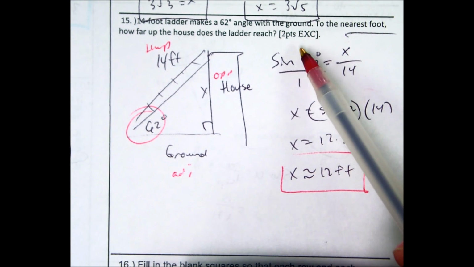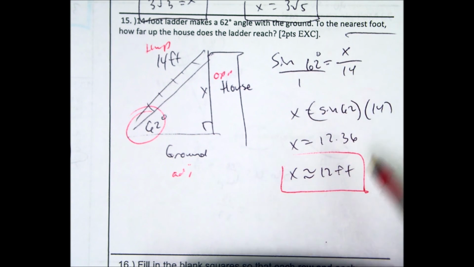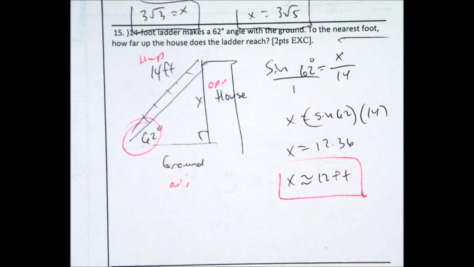So that one was 2 points extra credit. 1 point if you knew it was using sine. You set up your equation, and then the second point you had the answer correct.